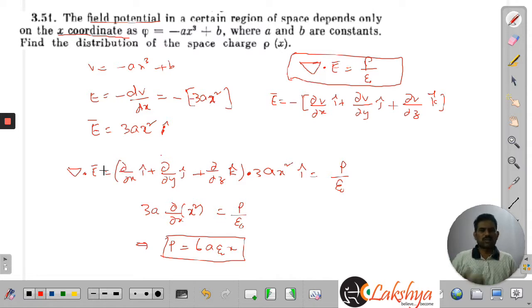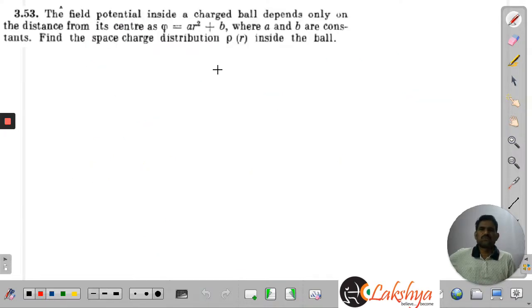Here only x component is there. If it is having other components also, whatever the expression for E is given, that expression we need to substitute here. Then after that dot product, if any differentiation is required, we carry out this differentiation. So that should be equal to rho by epsilon naught. From this you can calculate this rho value here. So next let us see one more example based on this, then you will get more clarity about this.